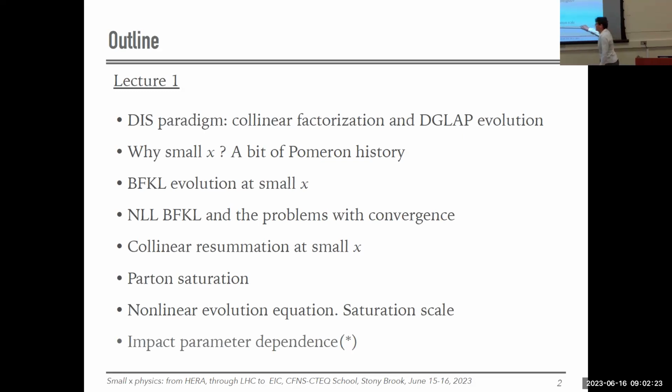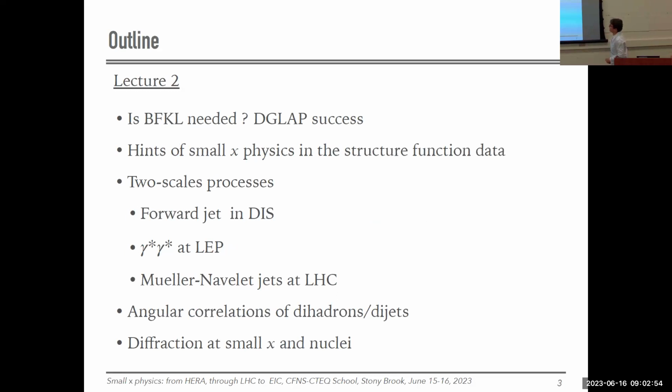When you go to the high density region, you need to take into account gluon merging, and this brings in non-linearity. So the linear equation becomes non-linear, and there is a saturation scale which divides the dilute and dense regimes. I didn't get a chance to talk about the impact parameter dependence, but I can answer any questions you have about it. The slides are there. Very interesting problem.